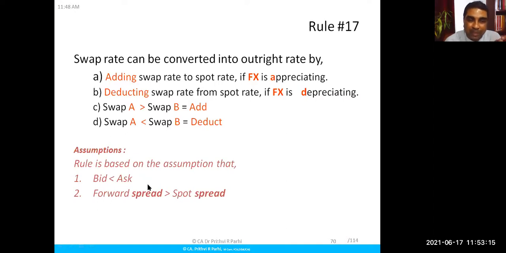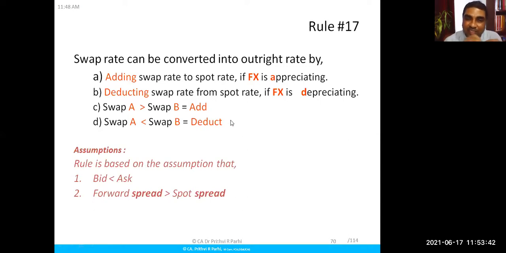First of all, bid is less than ask. This is the normal behavior of a dealer: the bid price will be less than the ask. And normally forward spread is more than spot spread. In the forward, since there is a time gap, risk is more, so spread is normally more. On the basis of these assumptions, our rule is valid.